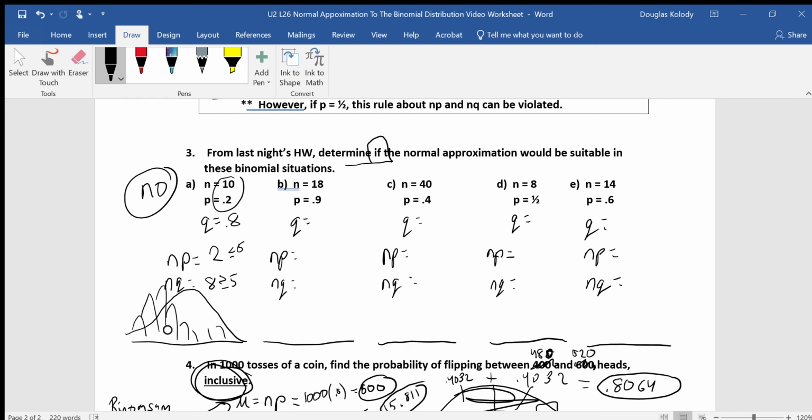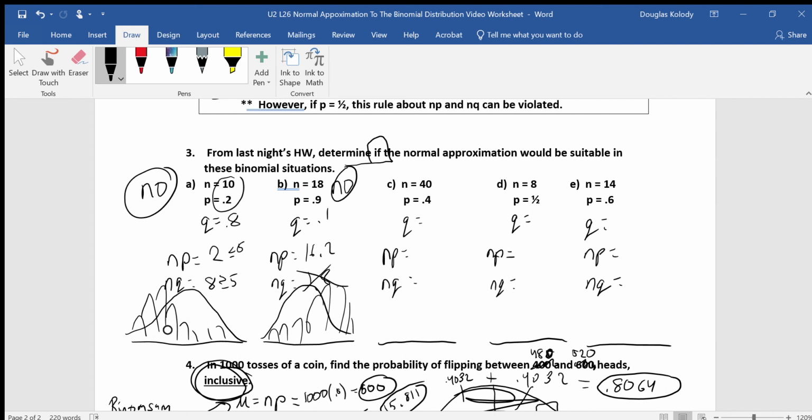How about 18 and 0.9? That means q is 0.1. 18 times 0.9 is 16.2. And 18 times 0.1 is 1.8. Both of these numbers are not greater than or equal to 5. As a matter of fact, this one's not. So no, once again, not suitable. This one right here is very much skewed to the right. A normal curve would not overlay.